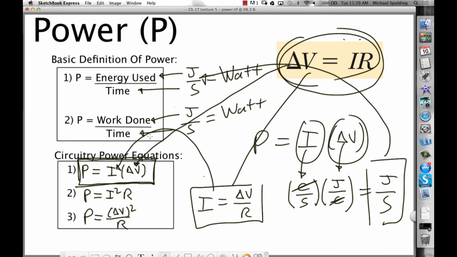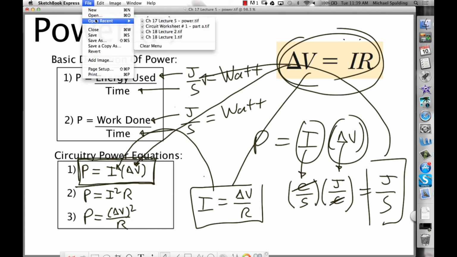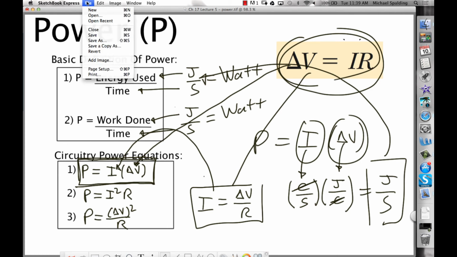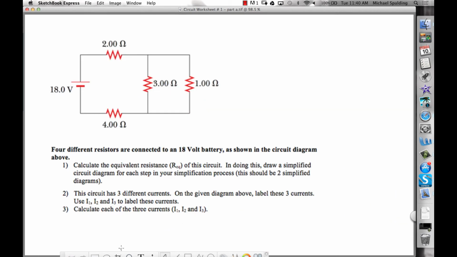I'm going to get you started on worksheet number 1. This is where it all comes together. This is where the rubber hits the road. Everybody got this copy? Okay, so now you know how to do power. Okay. Now, this is worksheet number 1. I'm going to erase this text.